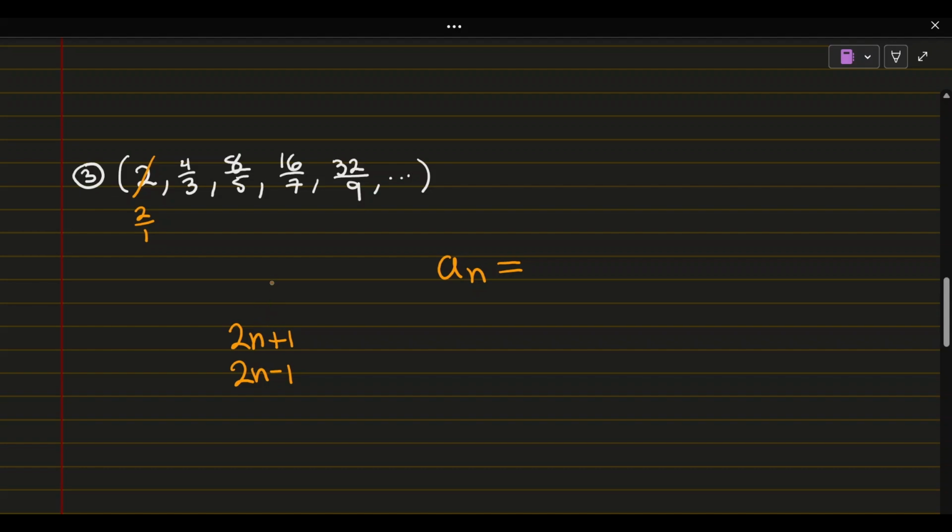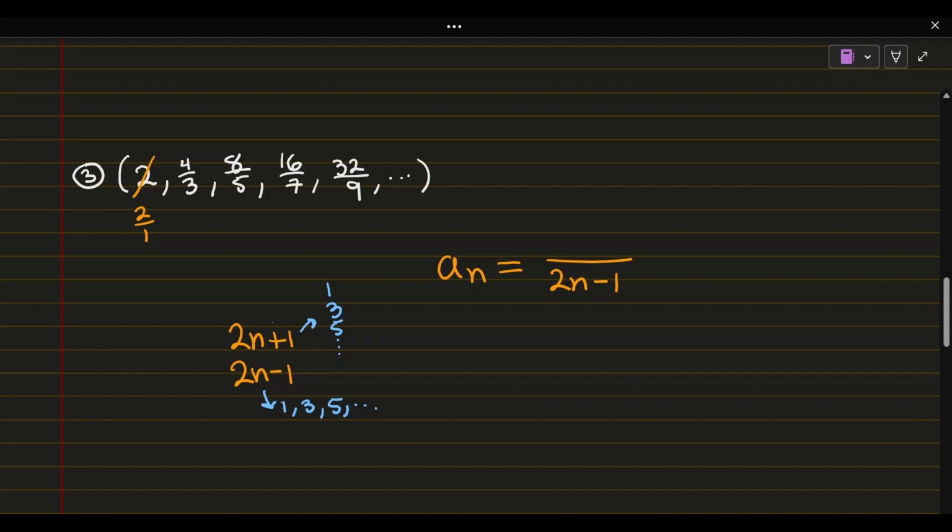Because for 2n plus 1, if n is 0, it gives me 1. If n is 1, it gives me 3. If n is 2, it gives me 5, and so on. For 2n minus 1, starting at 1, if n is 1, this gives me 1. If n is 2, this gives me 3. If n is 3, this gives me 5, and so on. So I want to use 2n minus 1. So my denominators will be 2n minus 1.